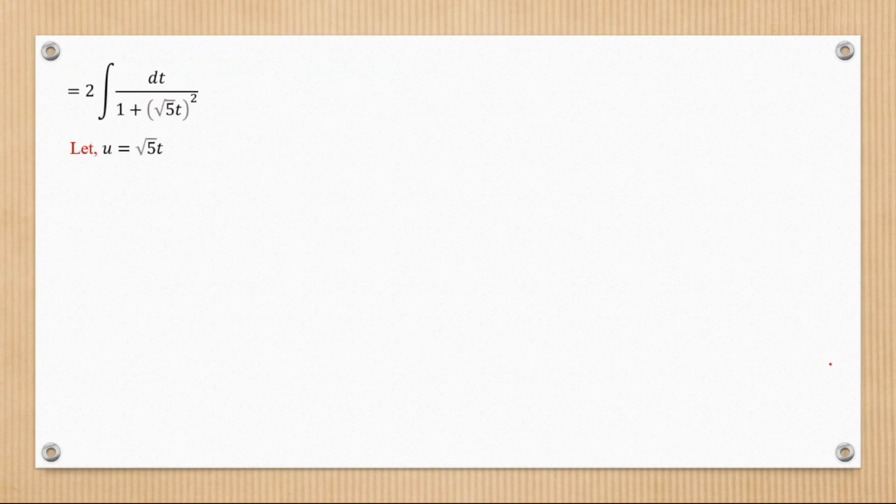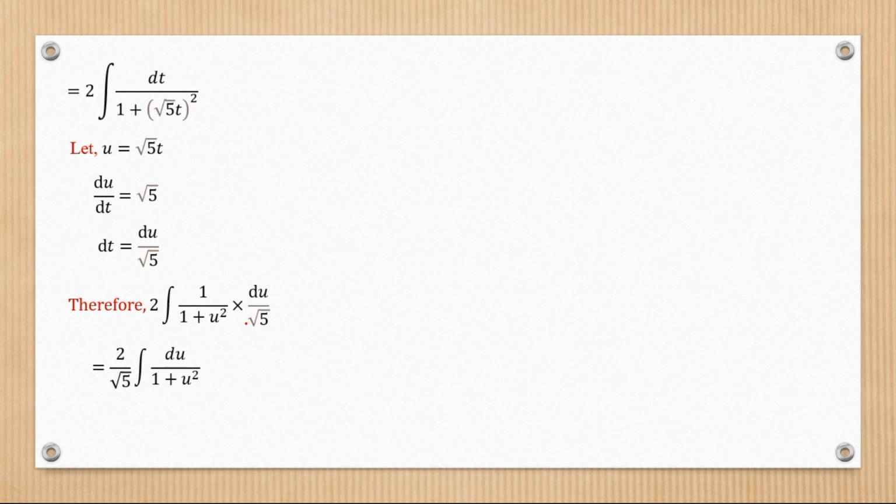So now we're going to let u be equal to root of 5t. So du dt should actually be equal to root of 5, of which dt should actually be equal to du over root of 5. That's what happens when you make dt the subject. And then put that back in and we'll have this. So we can pull out a 1 over root of 5, and we'll have outside 2 over root of 5 times the integral of 1 over 1 plus u squared du, of which we know from inverse trigonometric functions that this actually represents tan inverse of u plus c.